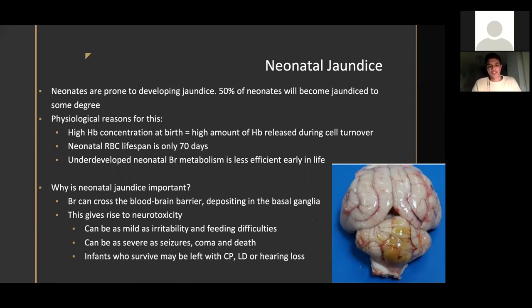Okay, I'm joking. It's not a baby, it's a cat. This is post-mortem of a cat, so don't freak out. But I thought it was a really good illustration of what actually happens, so that you can appreciate that the bilirubin deposition is visible to the naked eye on post-mortem.